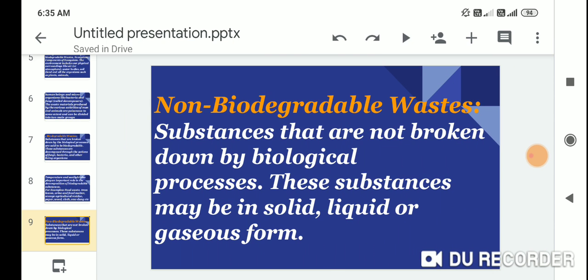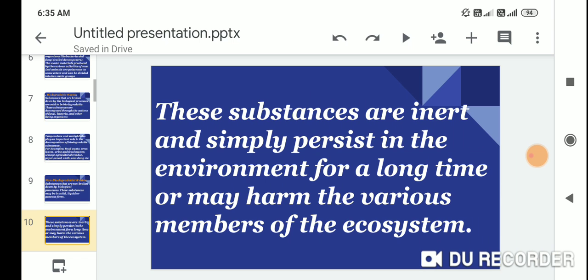Non-biodegradable waste consists of substances that are not broken down by biological processes. These substances may be in solid, liquid, or gaseous form. They are inert and simply persist in the environment for a long time or may harm the various members of the ecosystem.